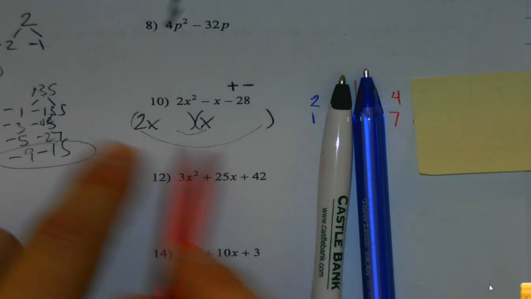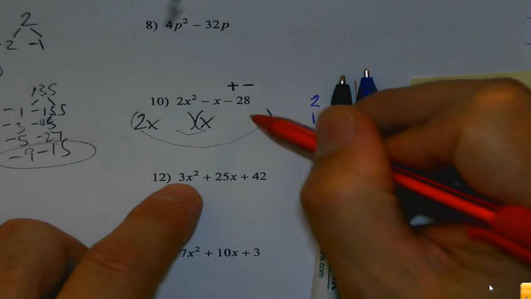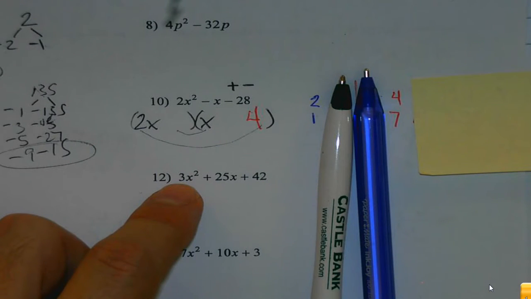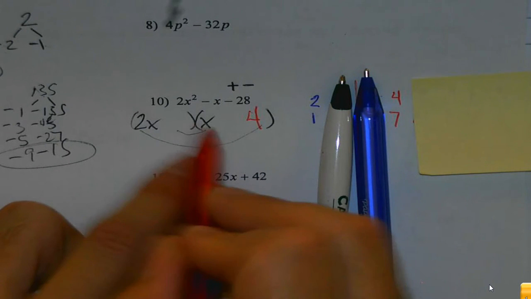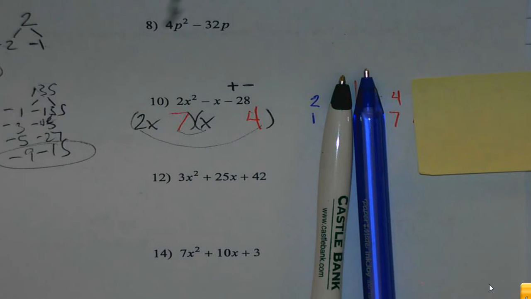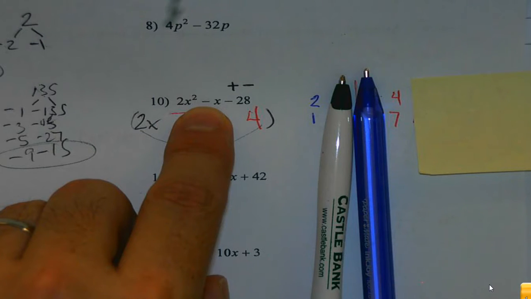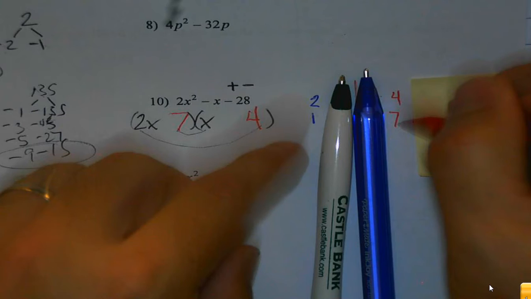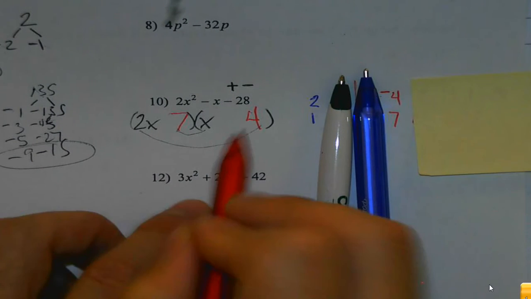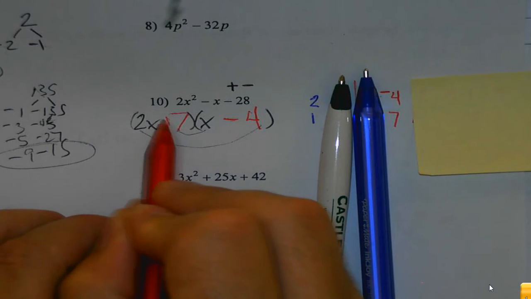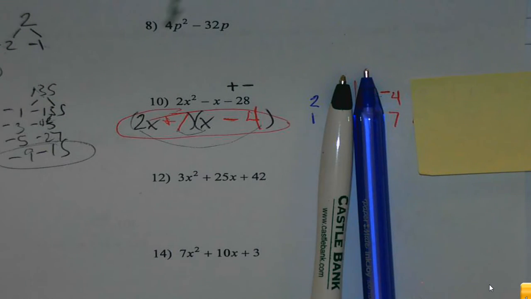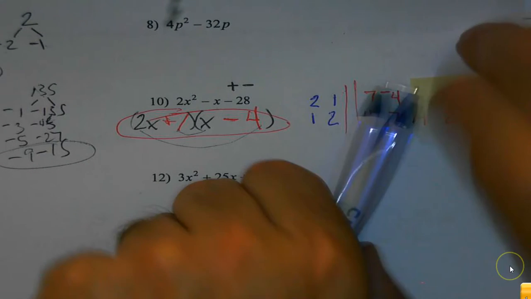So now, 2 and 4 go together. Notice I drew the line in ahead so I knew where it would go. So there's the 4. The 1x goes with 7. Now I just have to figure out my sign situation. I want the bigger product to be negative. Well, 2 times 4, 8, is bigger than 7. So the negative has to go with my 4. And I'm set.